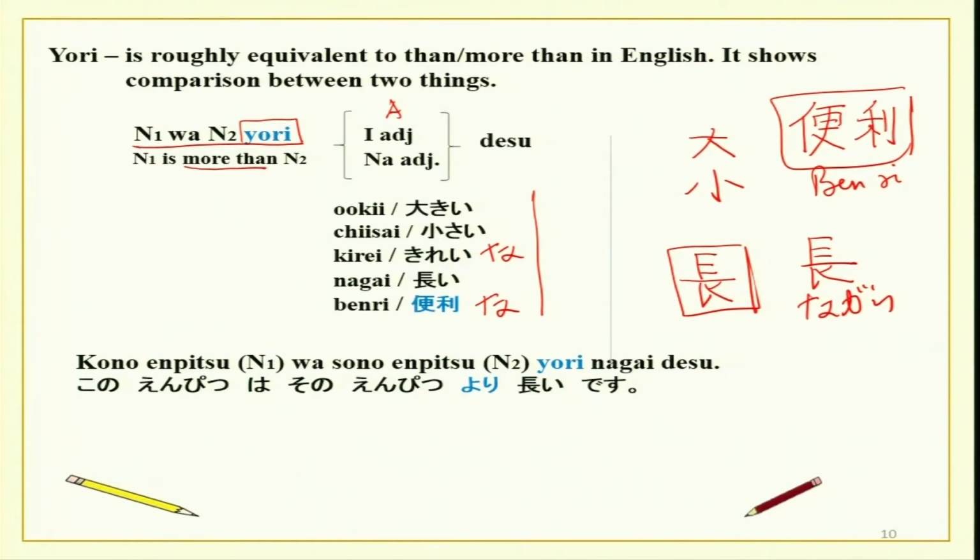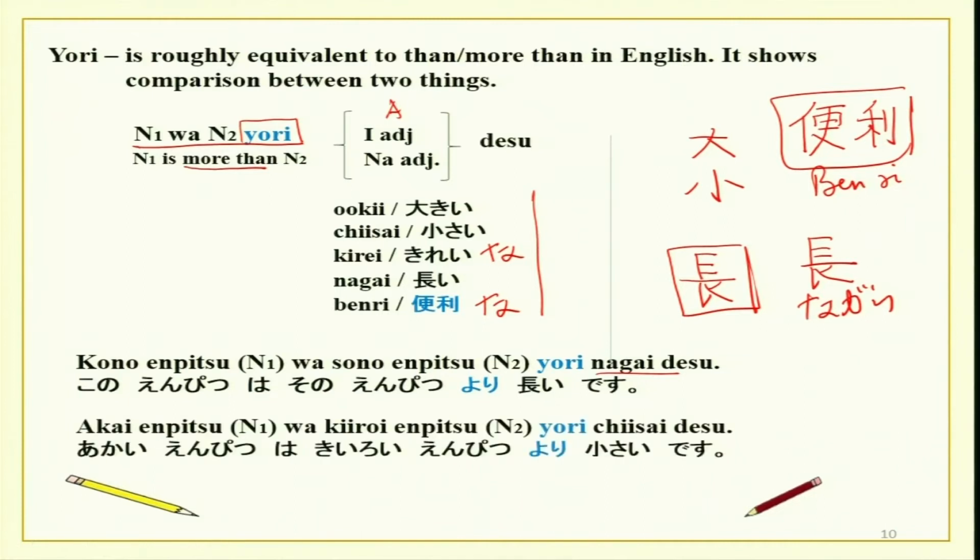So, kono empitsu, that is noun 1, wa sono empitsu, noun 2 yori, which is comparison, nagai desu. This is longer than this one. This one is longer than this one. You can also make simple sentences initially. Don't try to make very long and complicated sentences. Just keep it very simple and you'll be able to make difficult sentences as we go forward. Akai empitsu. Now this one, akai empitsu wa kiroi empitsu, yellow empitsu yori chisai desu. So this is chisai. So whatever you want to compare comes first.